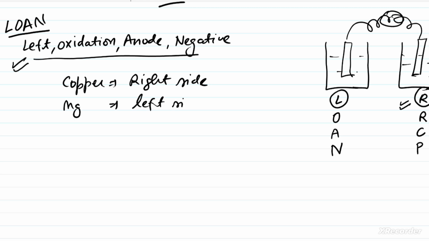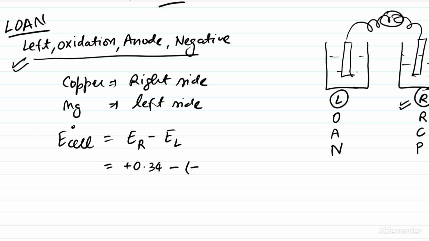So how do we calculate E cell? E naught of cell is written as E right minus E left. So E right we have 0.34 volts, plus 0.34, minus, and this value is negative, so this is going to be 2.37, which equals 2.71 volts. That means this is the E naught cell for this question.